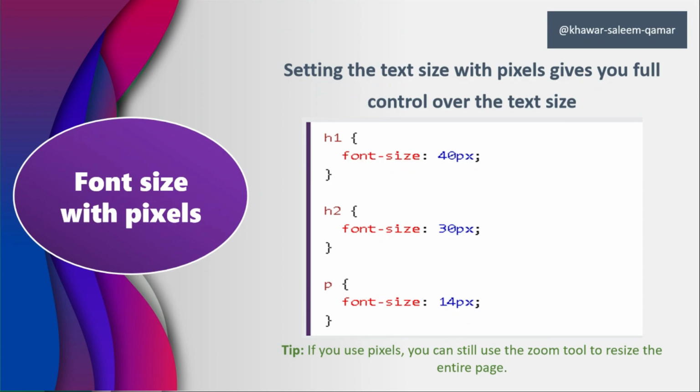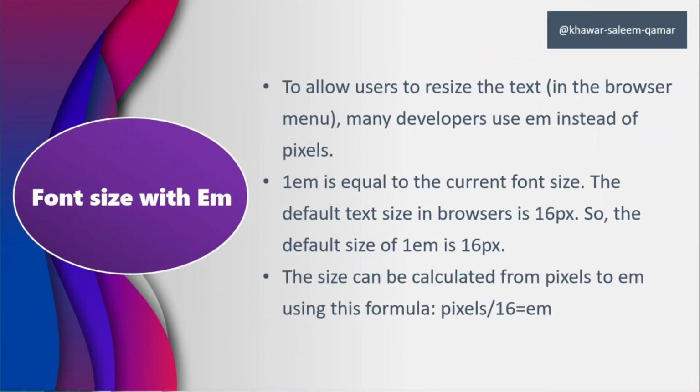So let us talk about other units in which we can give it value. In font size, we can give the value in em as well. It is used by many developers instead of pixels. Actually, 1 em is equal to the current font size, which we have talked about, which is equal to 16 pixels. So if we want to get the em value related to a pixel value, we have to divide that pixel value by our default font size, which is 16, and it would give us the value for that em.